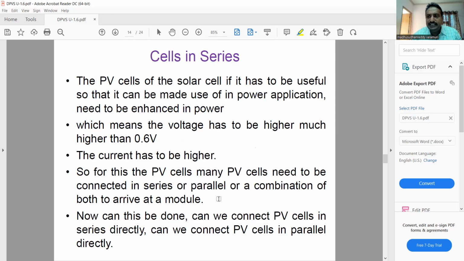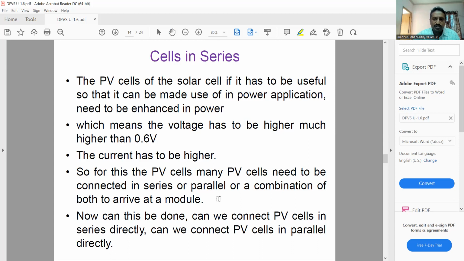Next, we'll come to cells in series. First of all, why do we need cells in series? Always we need to increase the power. Each and every cell contains a very small magnitude of power. A single cell or single module cannot be useful for an application. So we always connect these cells either in series or parallel, depending on whether we need to increase the voltage magnitude or the current magnitude.